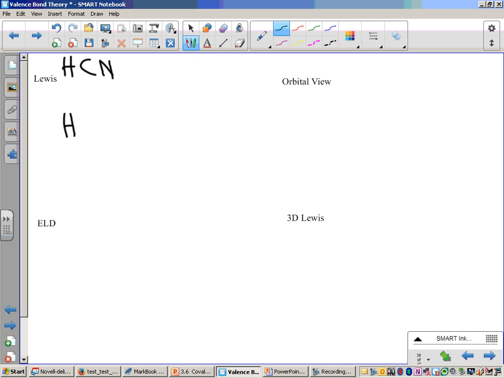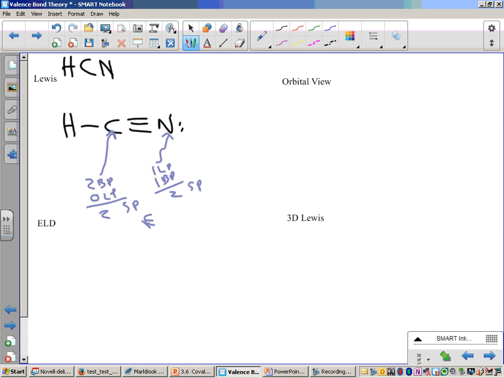Again, hopefully you're going ahead of me. H, C, N, and I'm hoping you came up with something like that. So in the analysis, I've got one lone pair, one bond pair, two. Here I've got two bond pairs, zero lone pairs, two. Type of hybridization. I only need two of them to be exactly the same. sp, sp, sp. EPA. What are the shapes of these things going to be? Yep. Linear.